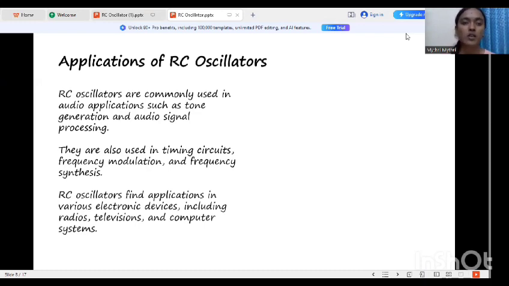Applications of RC oscillators. RC oscillators are commonly used in audio applications such as tone generation and audio signal processing. They are also used in timing circuits, frequency modulation, and frequency synthesis. RC oscillators find application in various electronic devices, including radio, television, and computer systems.